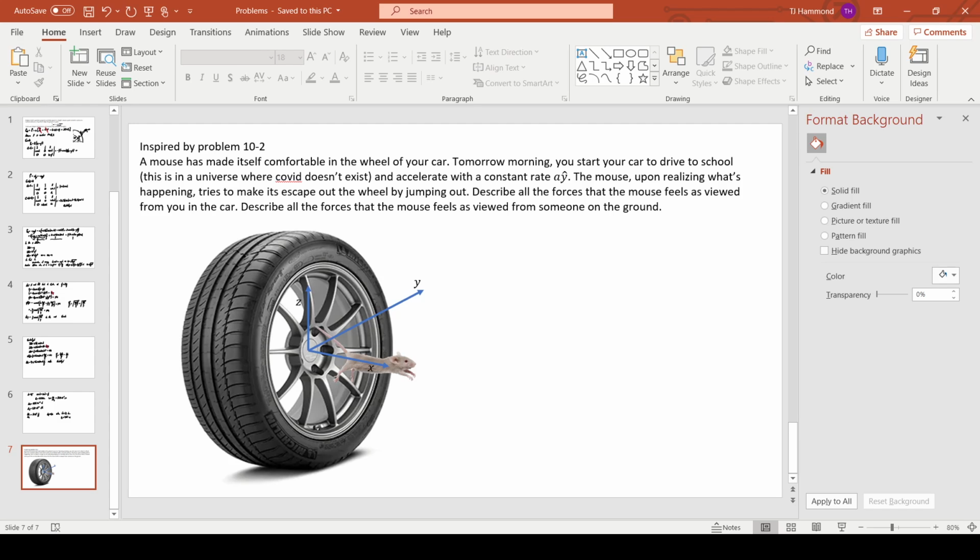You accelerate your car with a constant rate, a, in the y direction. The mouse, upon realizing what's happening, tries to make its escape out the wheel by jumping out. Describe all the forces that the mouse feels as viewed from you in the car, and also describe all the forces the mouse feels as viewed from someone on the ground.